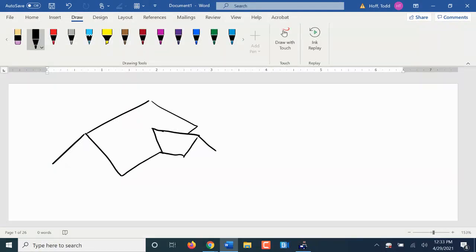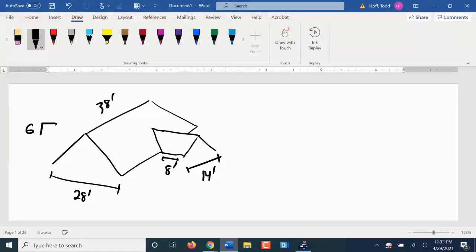Looks something like this. I'm going to go with a 14-foot span here. The dormer is going to come out 8 feet. We'll go the 38-foot total length of the roof. 28-foot span on this portion of the roof. We're going to have both portions of the roof be a 6/12 slope.